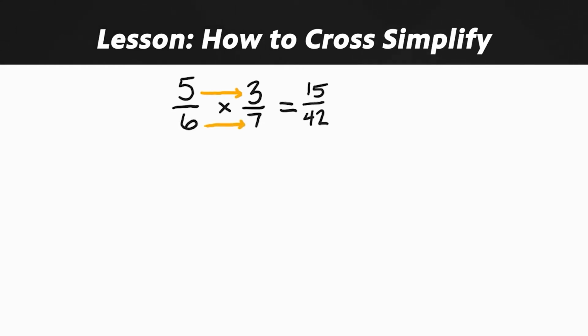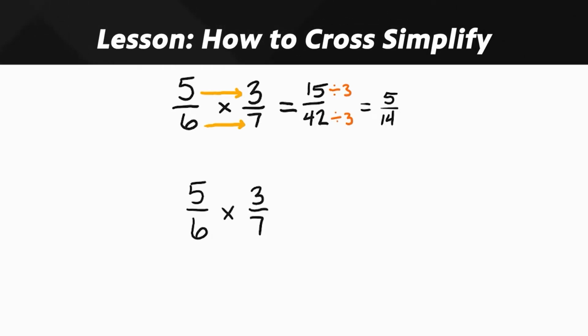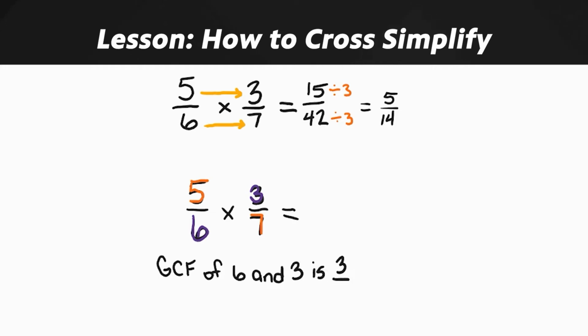And then you'd need to simplify, which isn't quite that easy. You'd have to figure out that each side can be divided by 3, and then divide each number by 3 to get a total of 5 over 14. But look at cross-simplifying. If I look at the diagonal pairs, I can see that 5 and 7 do not have a common factor, which just means I can't change those numbers, and that's okay. But if I look at the 6 and 3, I can see that they have a greatest common factor of 3. So I can divide each of those numbers by 3.